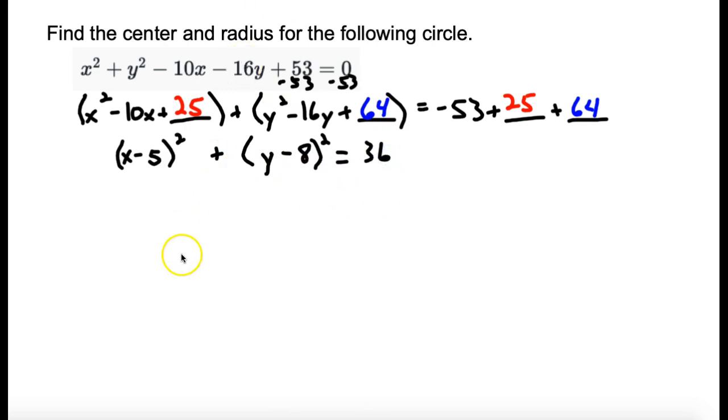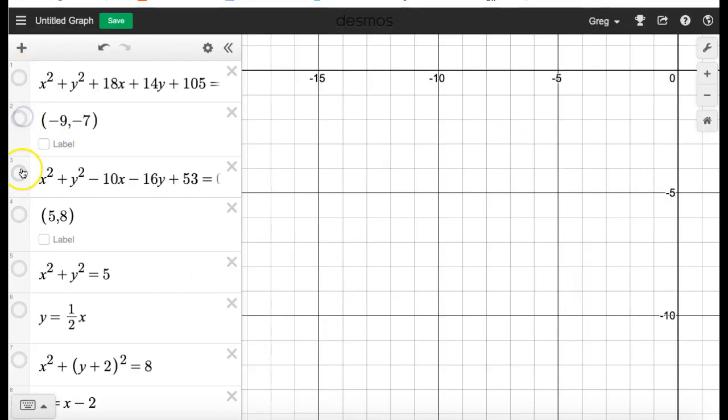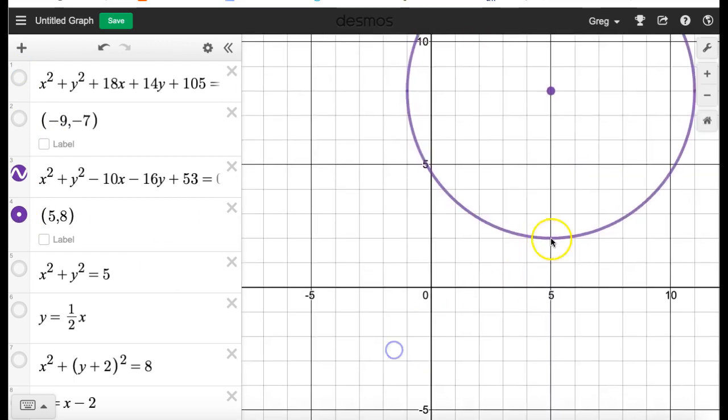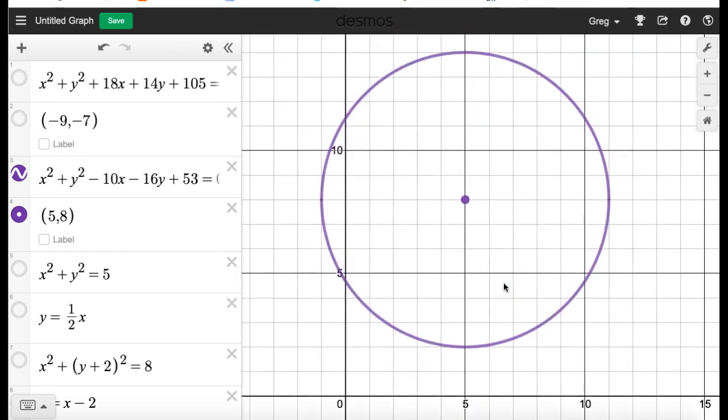So now the center of my circle is at 5, 8. Remember, we always take the opposite signs of whatever we have in here. And then my radius would be the square root of 36, which is 6. And again, we can check this on Desmos. Right? We can put in the original equation. Right? That circle will look something like this, right? Centered at 5, 8, and a radius of 1, 2, 3, 4, 5, 6.